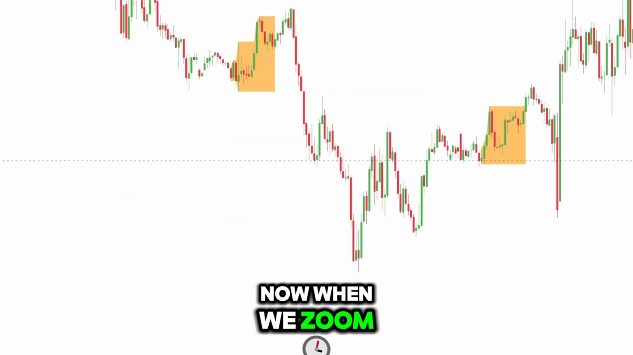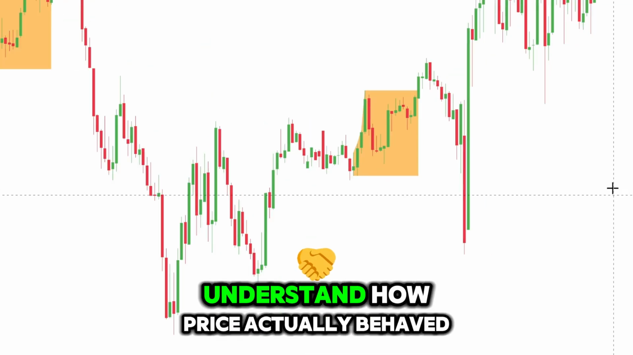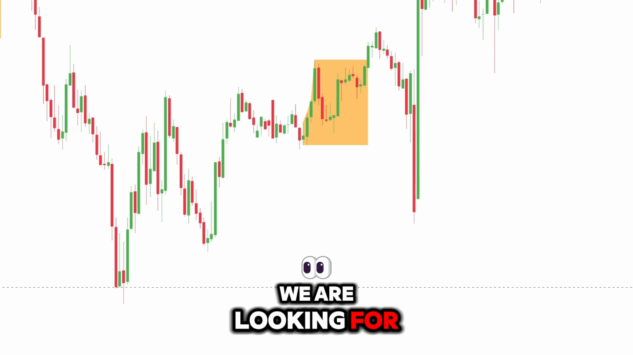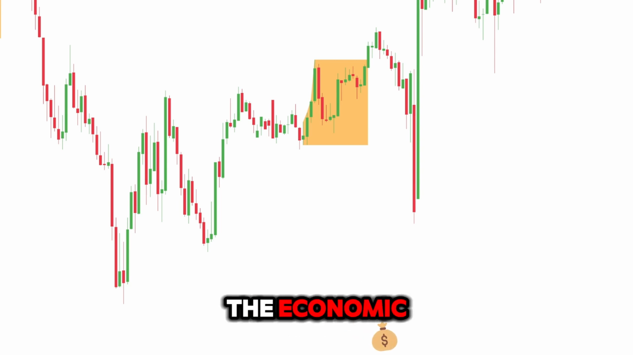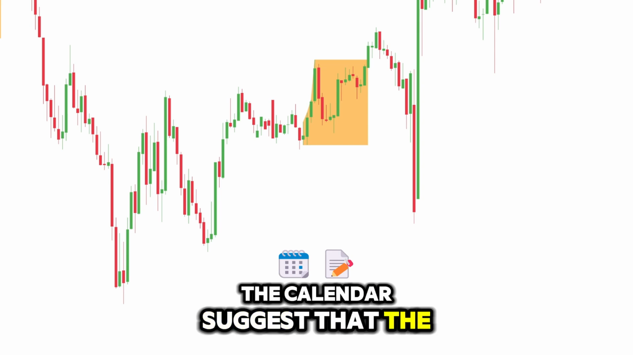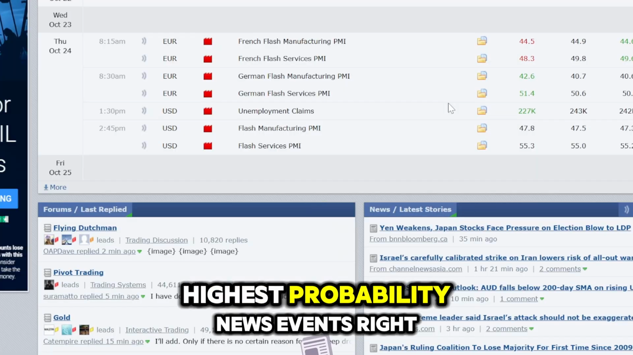Now, when we zoom into Thursday's price action, I want people to understand how price actually behaved near this area. Again, we are looking for reversals in line with the economic calendar. The calendar suggests that Thursday will give us the highest probability news events.